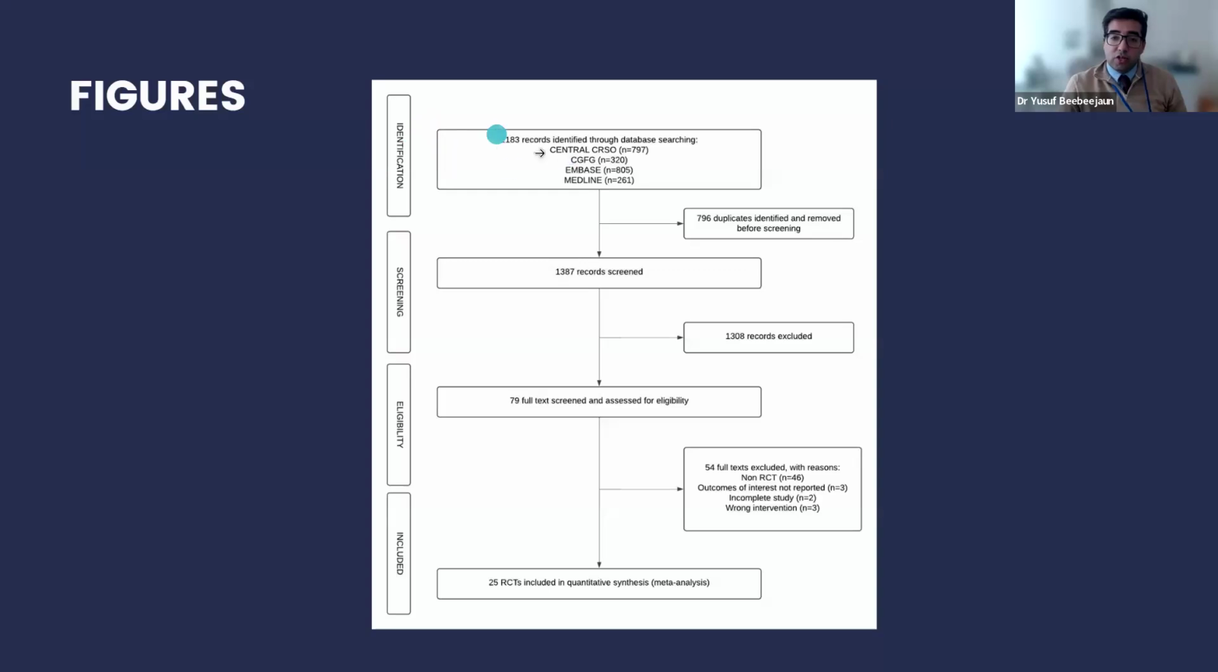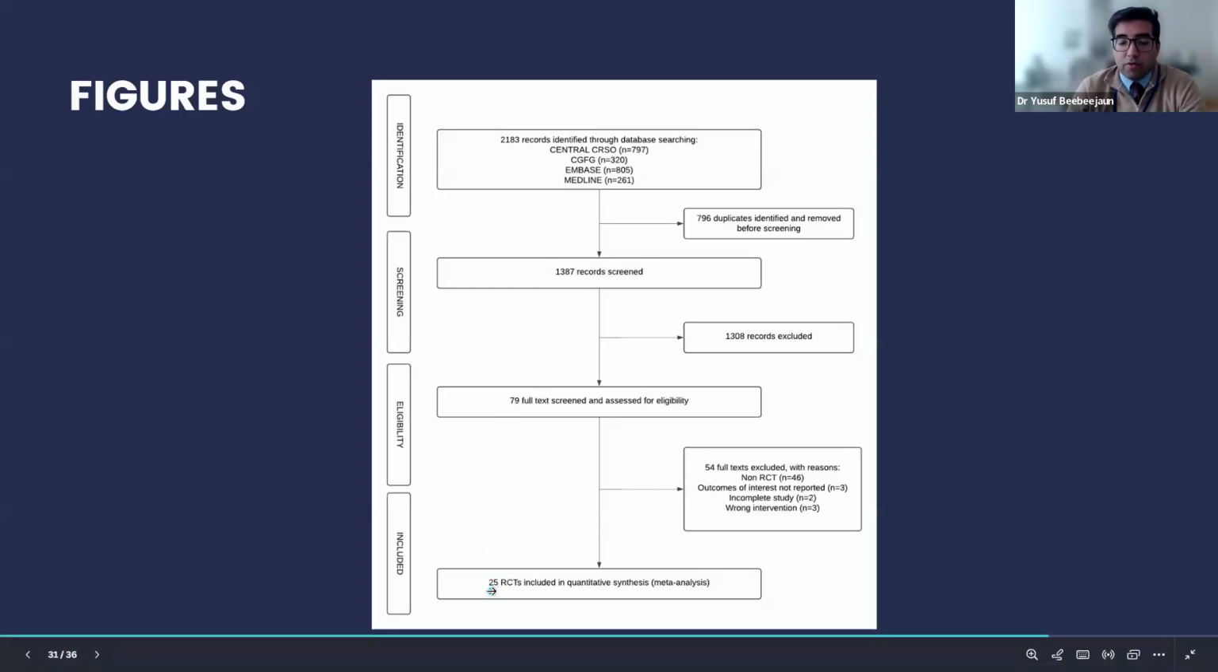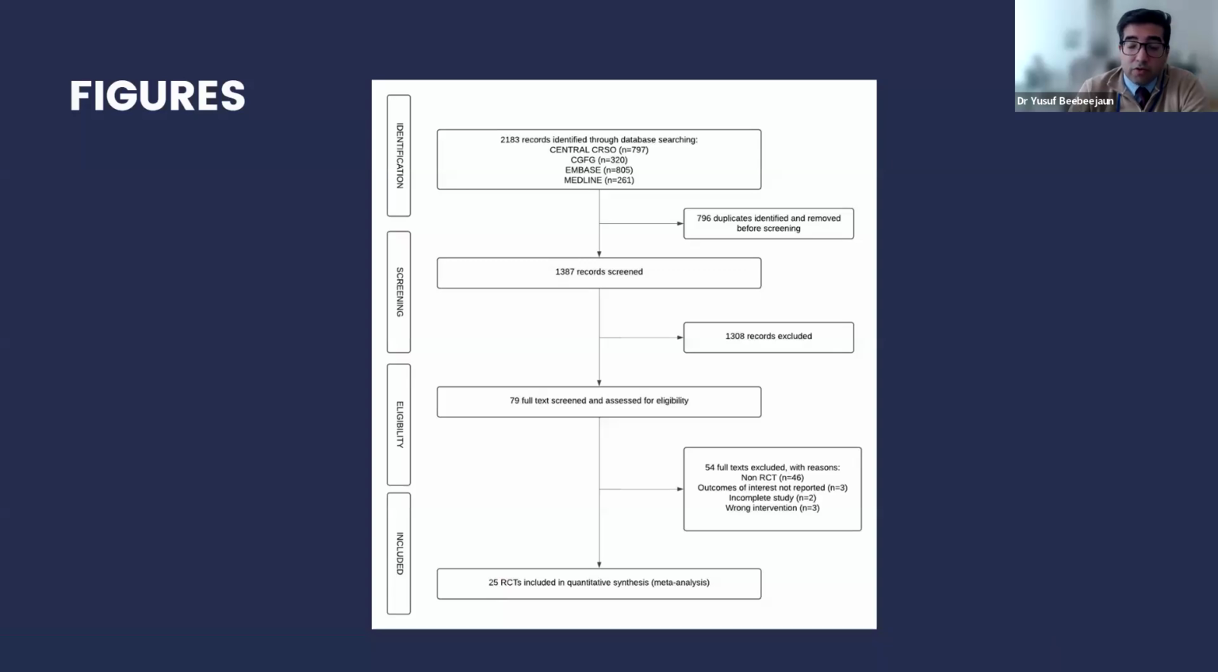So this is your search strategy. I've searched all these databases, and by combining all of them, I ended up with 1387 that needed to be screened. We've excluded those on Rayyan or Cochrane. You've excluded 1300. You've ended up with 79 papers that you have to actually download and screen. And once you've actually read them, you will exclude a couple of them. You'll end up with 25 that are actually part of your RCTs, of your meta-analysis.